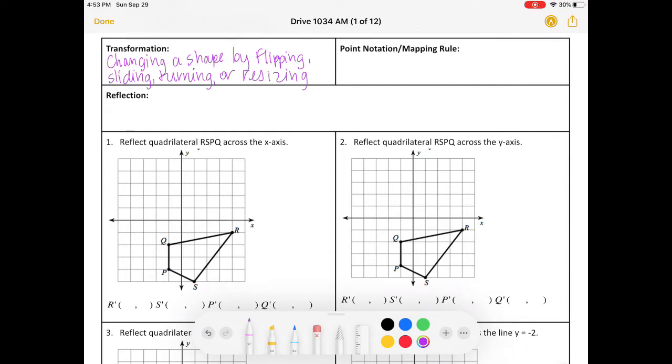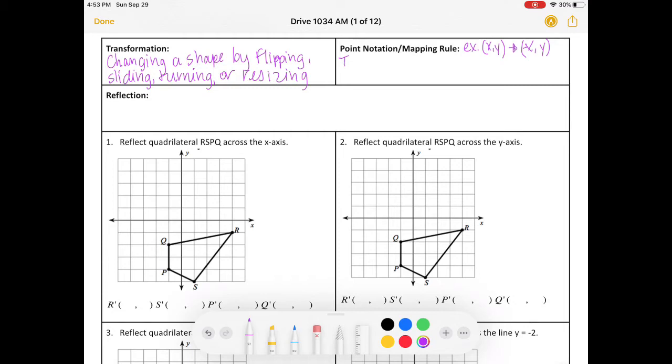So transformation, basically a change in shape. Okay, the point notation or mapping rule. So this is going to look like a coordinate. So x comma y, all right, always x first, and I'll have an arrow here. And then it's telling basically what is happening to that x value in the transformation or to that y value. So maybe it says x comma y transforms to negative x comma y. So that would mean in the transformation, all that happened was the x values of the points became negative, okay?